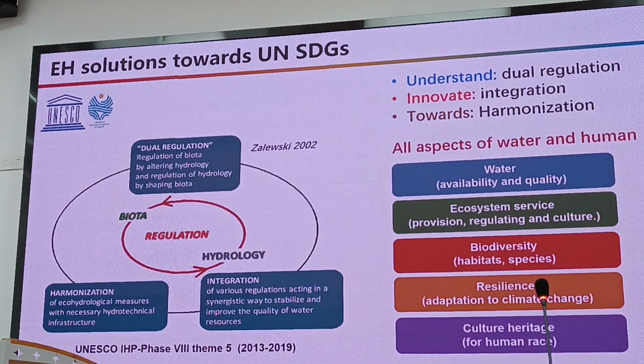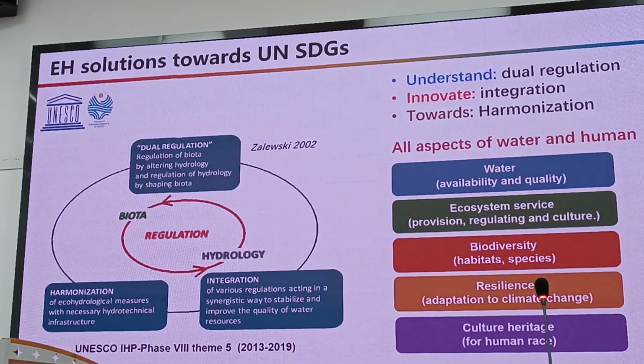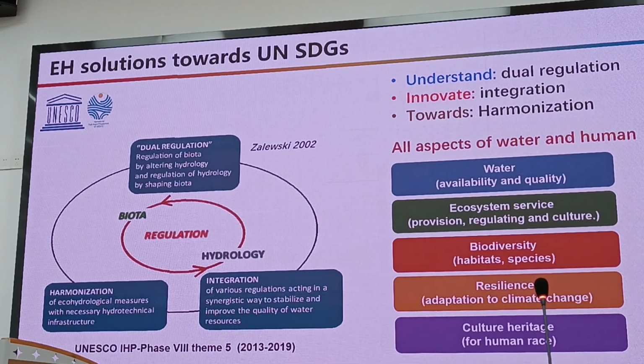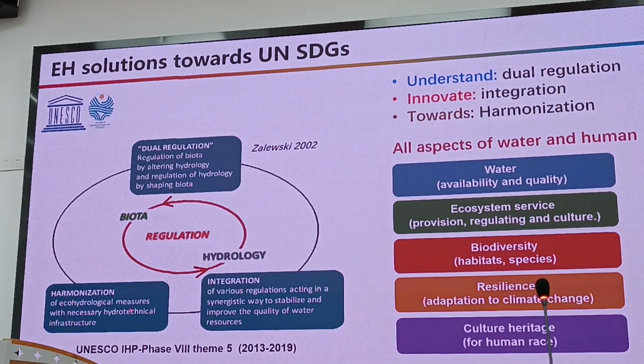The center for eco-hydrology means three principles. The first is the science basis. It means the dual regulation between the human and the biota. This is the core of the dual regulation, which means that humans can impact the biota, hydrology can impact the biota, and the biota can also re-regulate the hydrology. The second one is harmonization. Harmonization is the objective of eco-hydrological measures together with necessary eco-technical infrastructure.